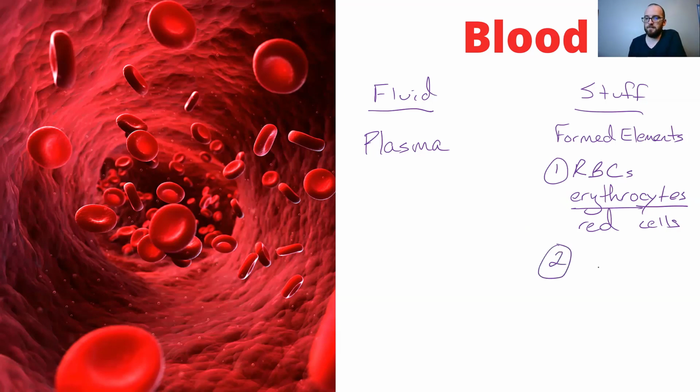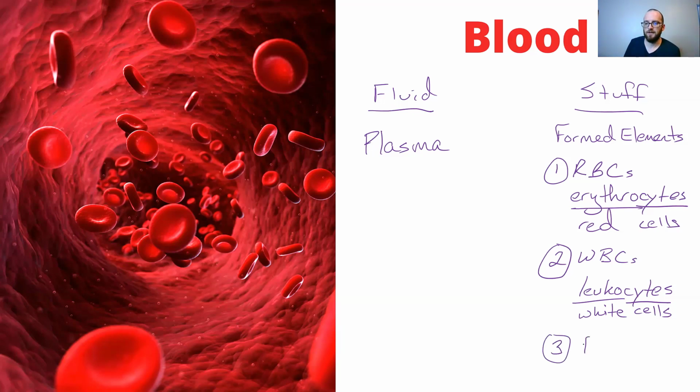The other thing floating around is white blood cells. White blood cells are also called leukocytes. Cytes are cells. Leuko is white. So white cells are white blood cells. And then the third thing floating around of these formed elements are platelets that help with clotting. So red blood cells, white blood cells, and platelets are the things that are floating around inside our bloodstream.